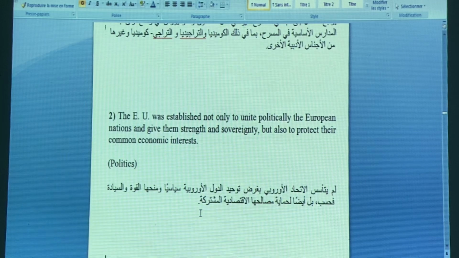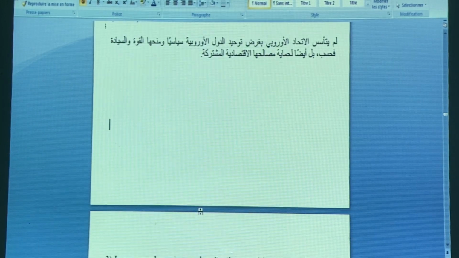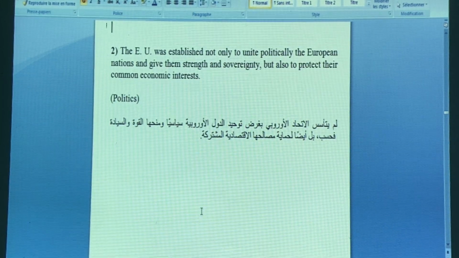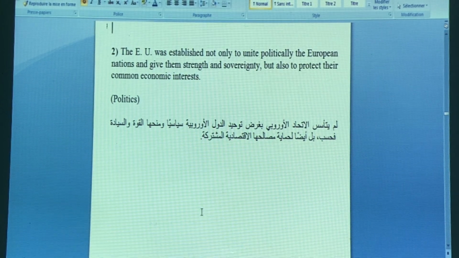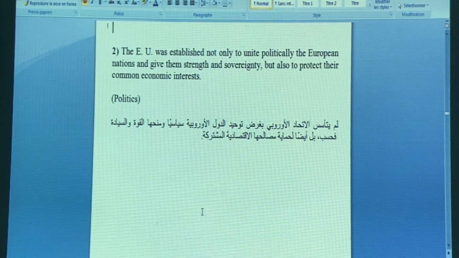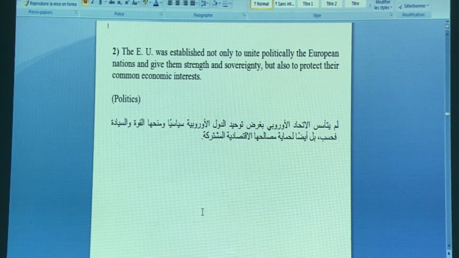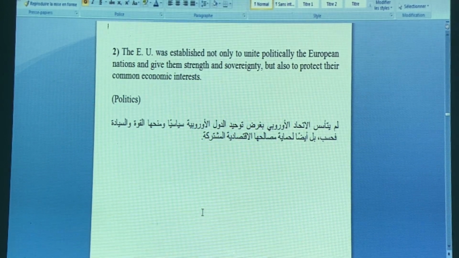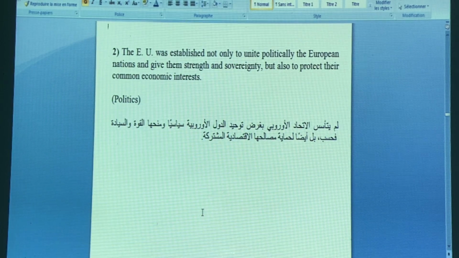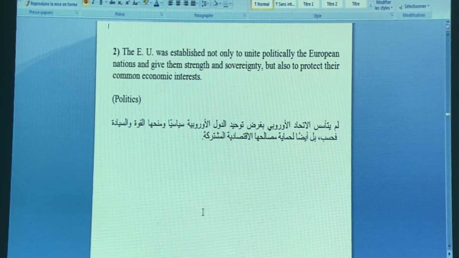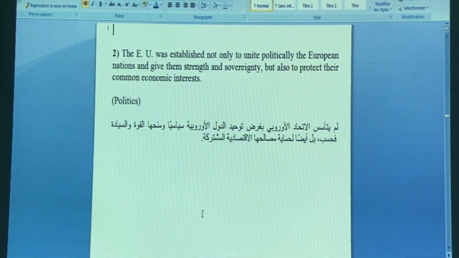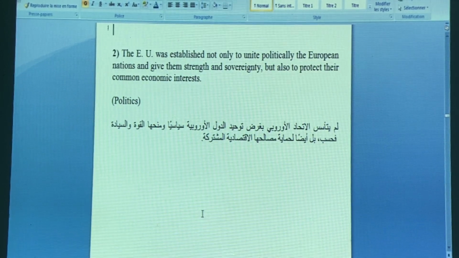The EU was established not only to unite politically the European nations and give them strength and sovereignty, but also to protect their common economic interests. The field here, or the context, is politics. So we have in English the EU functioning as a subject. However, in Arabic we have to start by the verb.